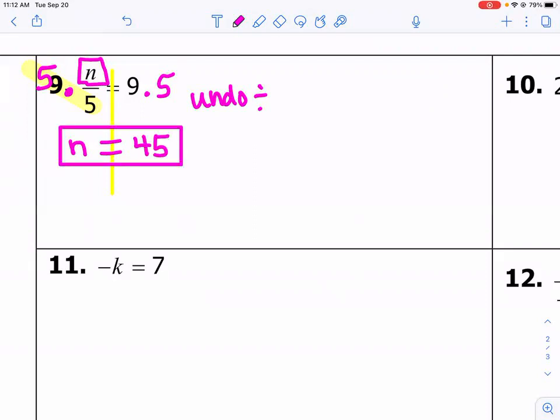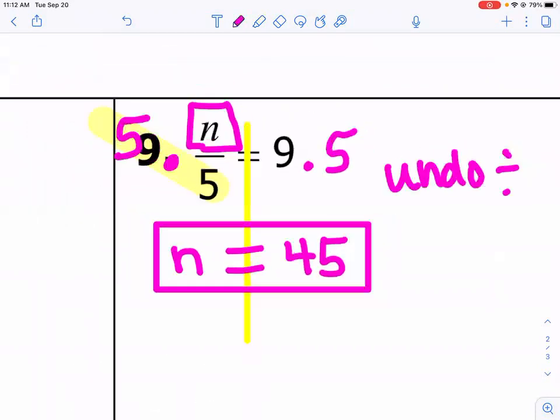Are you okay with why 5 times n over 5 is going to cancel out to just be n? Let's talk about that. When we're multiplying this right here, I'm going to zoom in. Remember that 5 is the same thing as 5 over 1. So when we multiply, we're getting 5n over 5, which can then reduce down to just n. Those are going to cancel out.